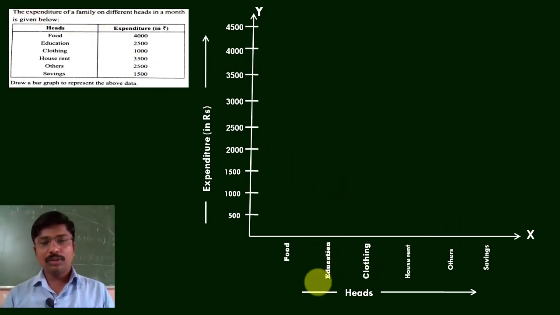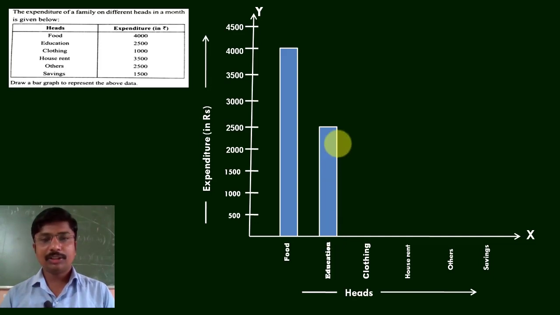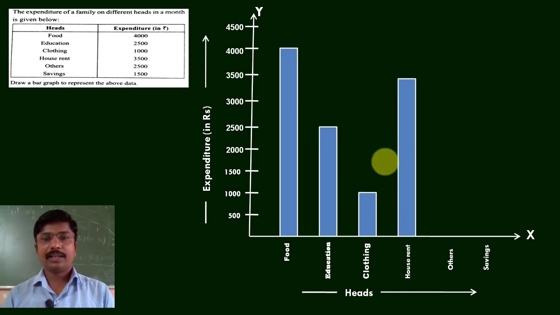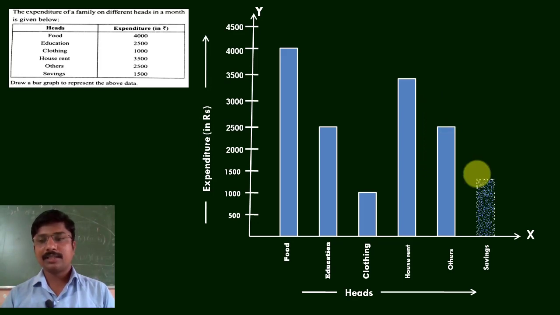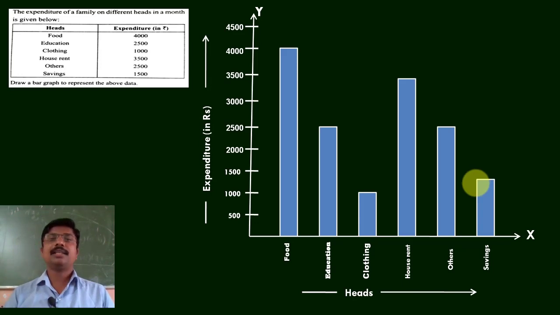Now, corresponding to food, the expenditure is 4000, so draw a bar here, leaving half space. Next, consider another head, that is education. Its expenditure is 2500. Next, clothing 1000, house rent 3500, others 2500 and savings 1500. This is the graphical representation of the data.